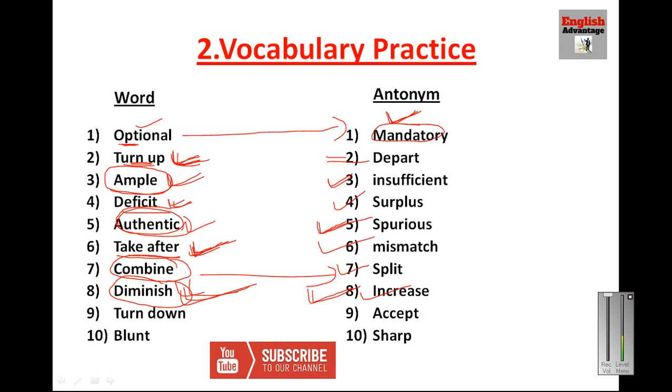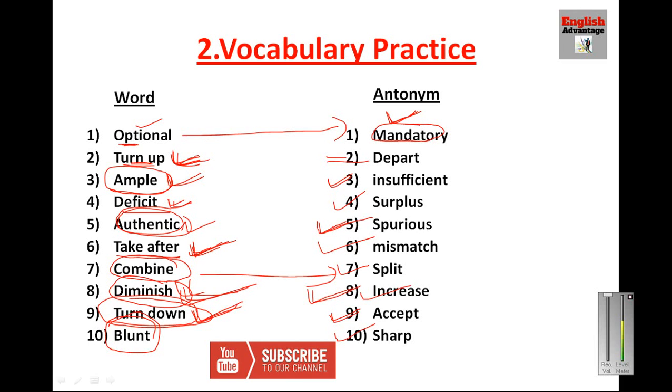Augmentation. This is another very important phrasal verb I have taken. Turn down. Turn down means to reject something. For example, you can reject a job offer or something like that. So turn down means you do not accept something but reject it. So the antonym of this word will be accept. Blunt. If something is blunt, it is not sharp. So the antonym of this will be sharp.